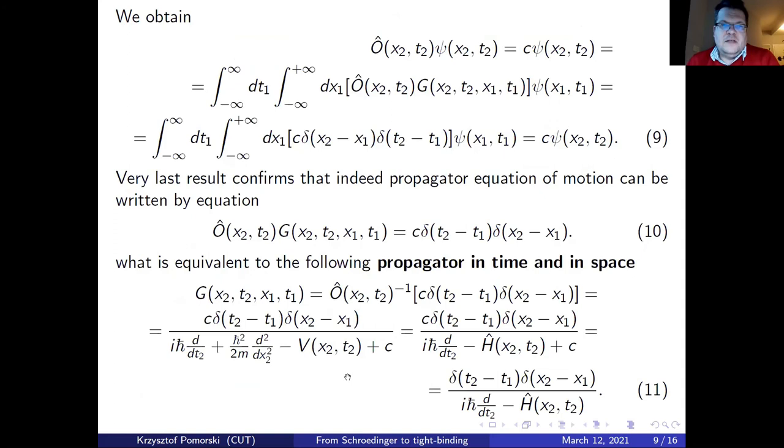All right, so then we apply these equations of motion, as I have mentioned. We have this operator acting on a wave function, and the result is C times this wave function as it is. And this is actually the derivation of these equations of motion. So this operator O can act on the integral over G, and then by such a property, this initial condition is fulfilled. So this is the equation of motion. That's a proof of that. All right.